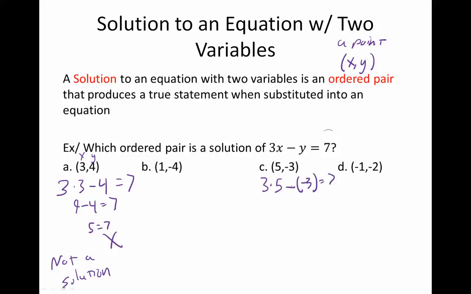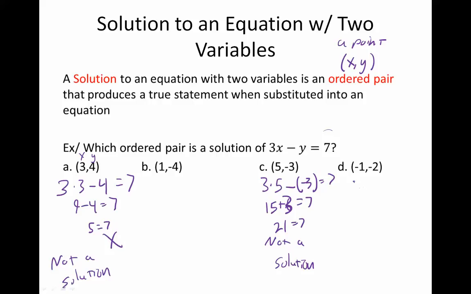Remember, it's minus negative 3 because the negative 3 is being plugged in for y, and the minus is the equation. 15 plus 3 equals 7, so that's 21 equals 7. This is not a solution. Again, if this made a true statement, then it would be a solution, but it doesn't, so it is not a solution.